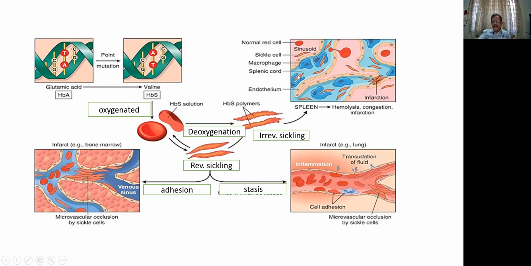And these are all narrow sinusoidal spaces in an organ such as the spleen. In the sinusoids, apart from the endothelial cells, there are phagocytic cells. Look at these blue cells, they are all phagocytic cells. Once there is sickling, there is stasis, and the cells are phagocytosed and destroyed. So this is the spleen. In the spleen, there can be hemolysis, congestion, as well as infarction because of repeated obstruction.